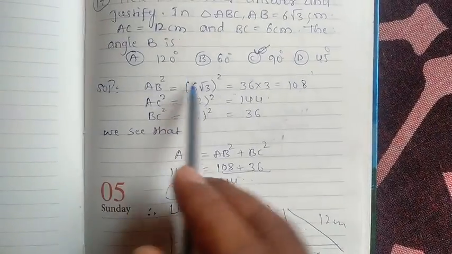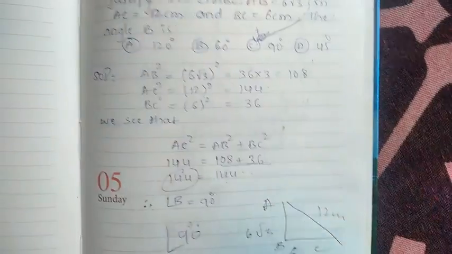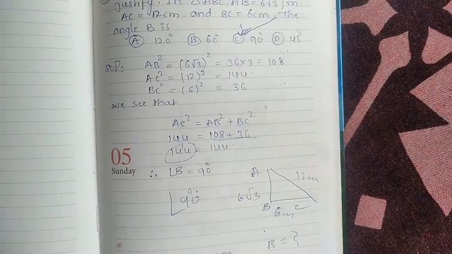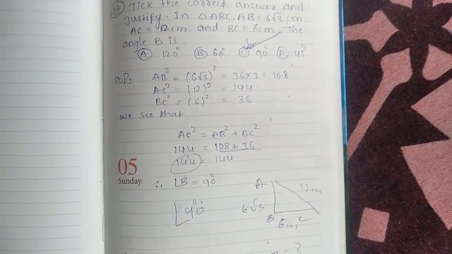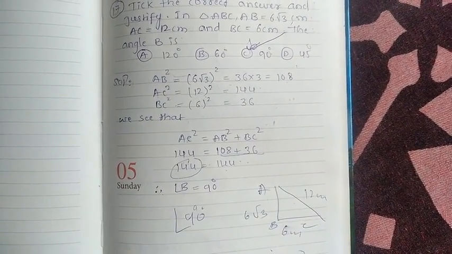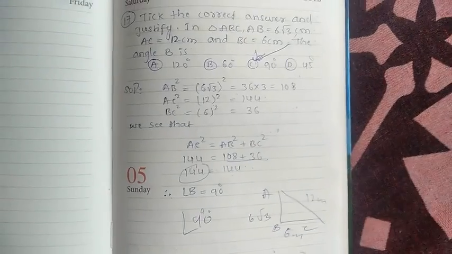So here it is 90 degrees. You have to mark the option C. I hope you got all the points on how to find the unknown angle and how you have to prove the given statement. So children, this lesson is completed.